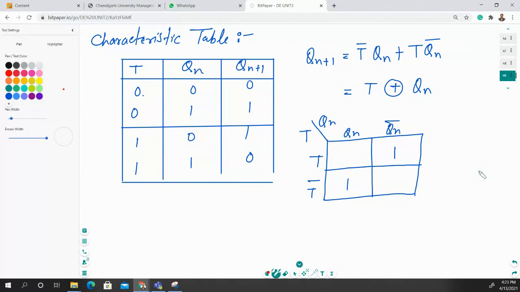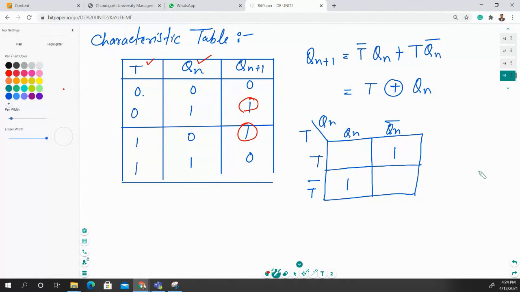From this characteristics table, we have the two inputs. One input is T, and one input is taken as output from Qn. So how many possible combinations are there? Four possible combinations: 0 0, 0 1, 1 0, and 1 1. So this is the output combination from this JK type of flip flop. You can derive this expression, and you will find the one location. This one location is present at this point, and you have to make a truth table and create a K map for this.